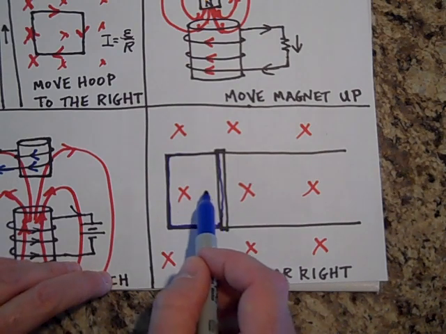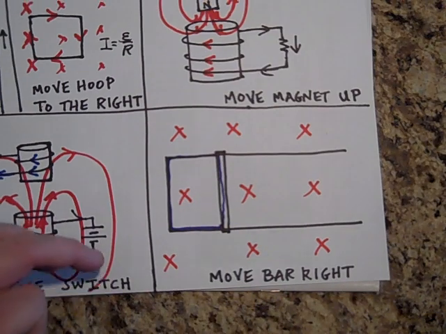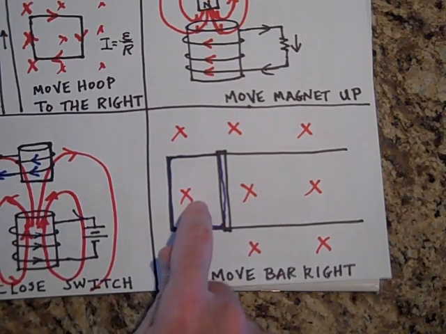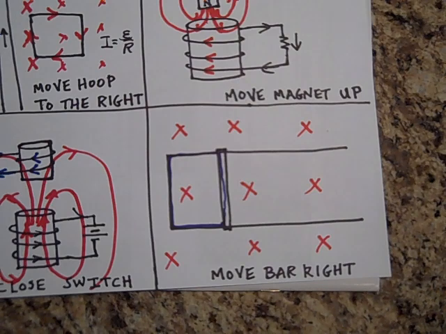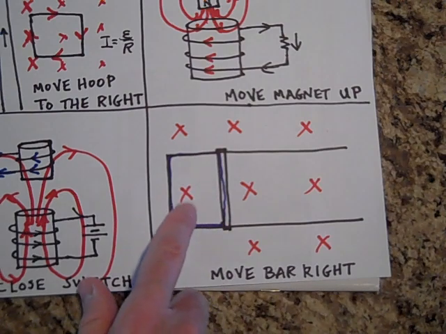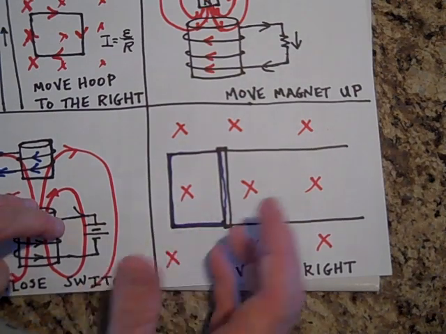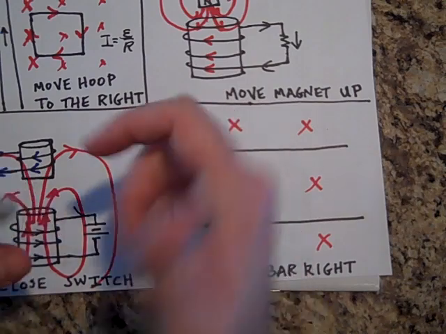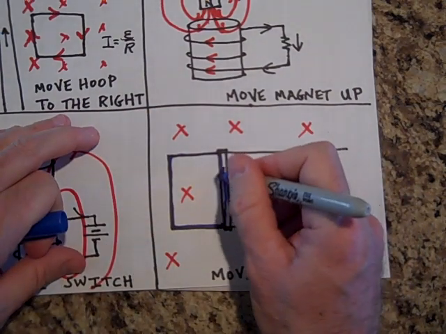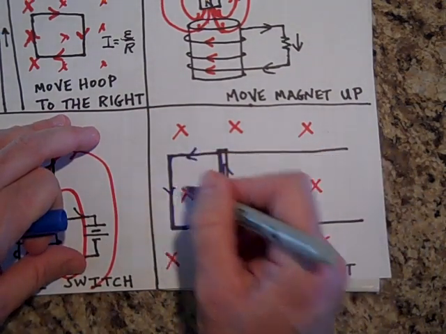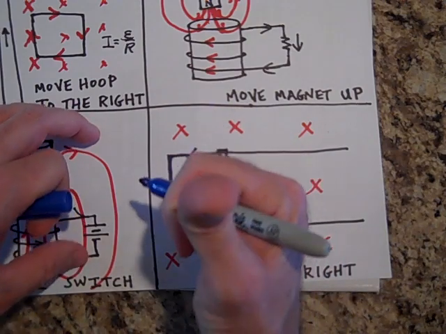So this will try and make its own dots, to negate the increasing X's. That's flux. So it's going to make its own dots that will negate some of that. And to make dots, it's going to have to go this way. So that means the current will go like that, like that, like that. See how that gives me some dots in there?